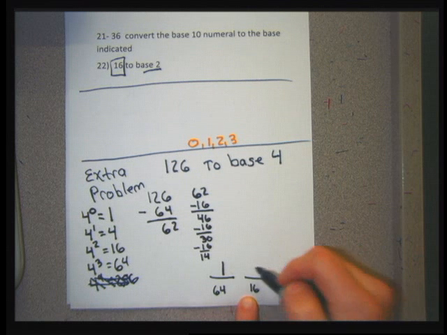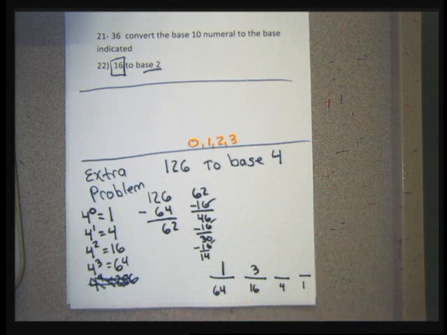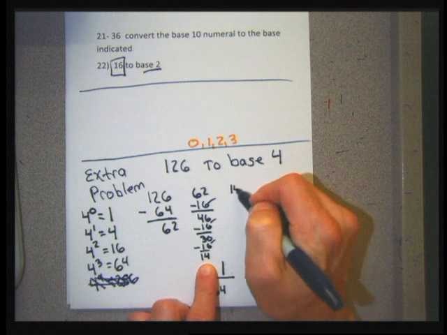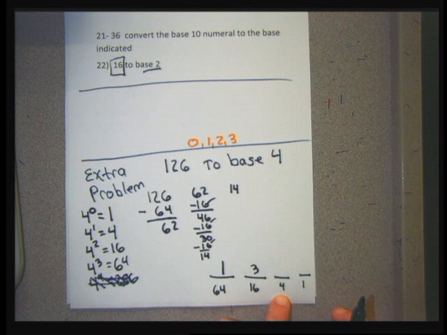Above the 16, I'm going to write a 3, which is the 3 times I could subtract 16 from the 62. I'm done with the 126. I'm done with the 62. Now I'm going to start working with the 14. And from the 14, I'm going to start subtracting 4 as many times as I can without getting a negative.